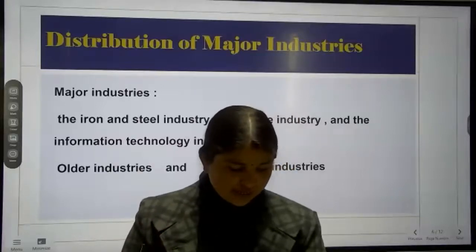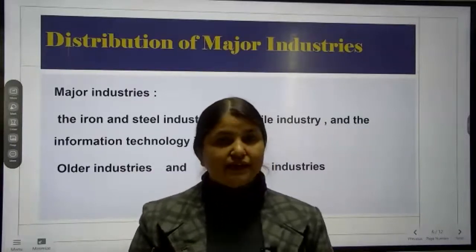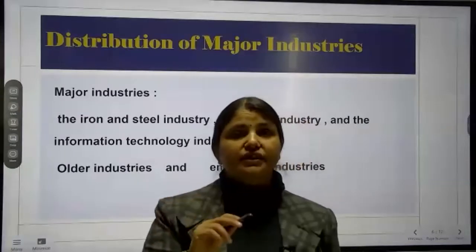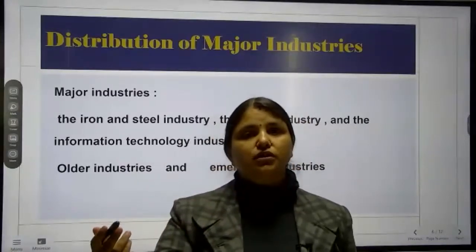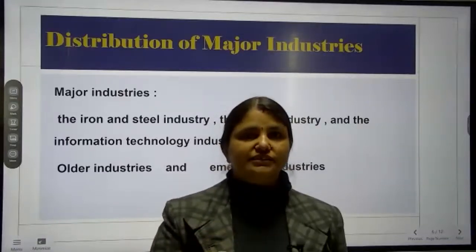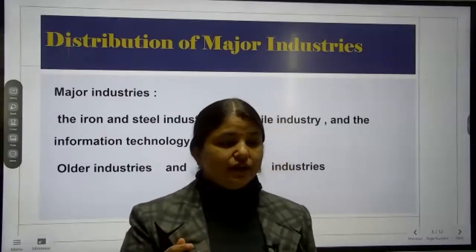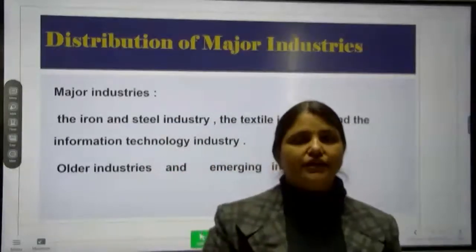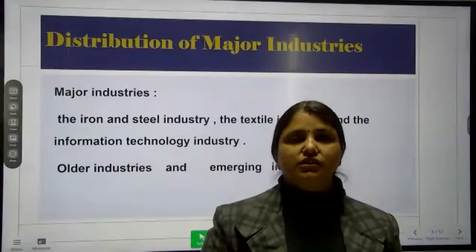The next topic we discussed was the industrial region. I told you that all the industries located in the same place close to each other, sharing their common benefits, is known as an industrial region. And the area where many industrial regions are located is known as an industrial belt.